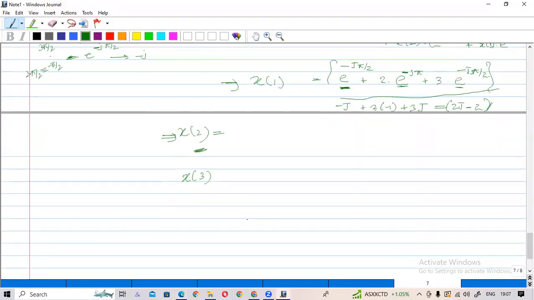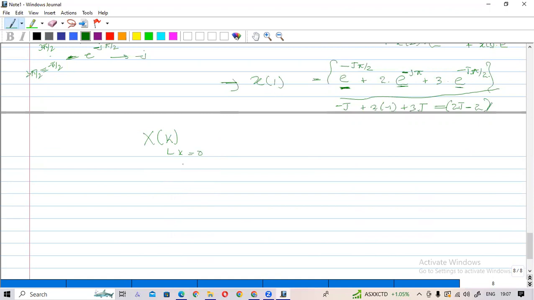Okay, maybe if you are not familiar with this, it may be hard to do. So I will do it again now. You need to find xk. We have found k is equal to 0 and k is equal to 1. Now we have to find k is equal to 2.